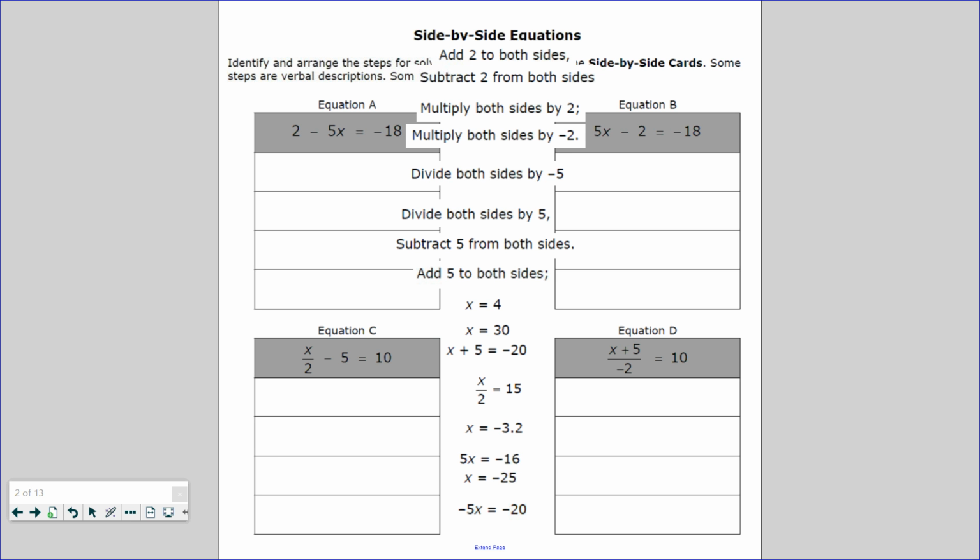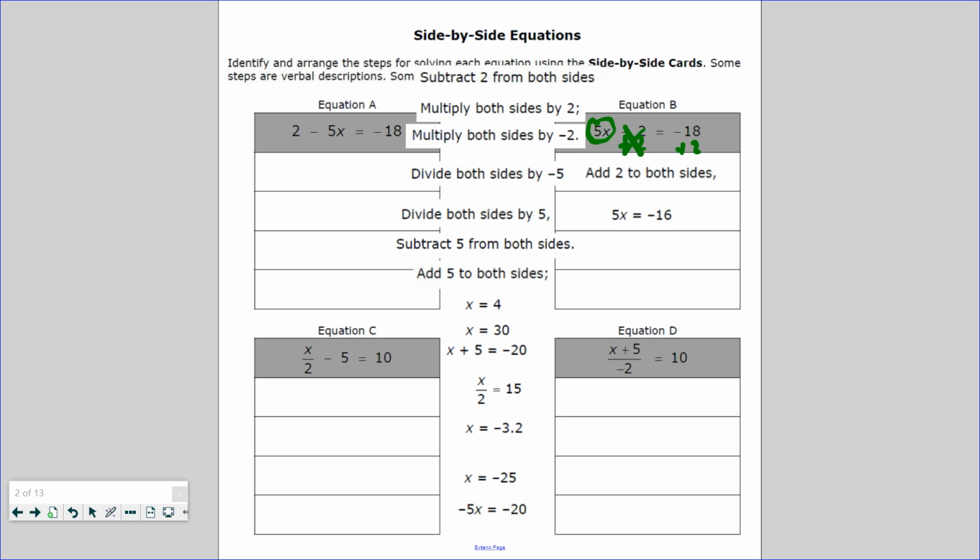I'm going to start with equation B, and then from that, I'll have fewer pieces to work with. So I need to isolate this 5x right here. In order to isolate it, I need to do the inverse of minus 2 with plus 2. So I need to add 2. Here it is. Add 2 to both sides. After I add 2 to both sides, this cancels. So it would be 5x equals negative 16.